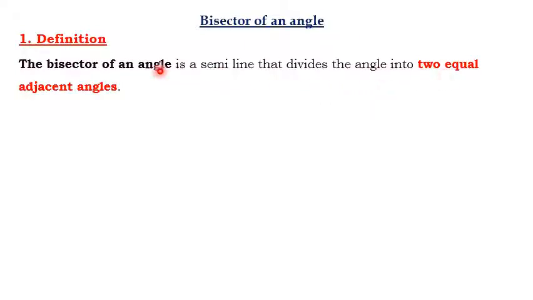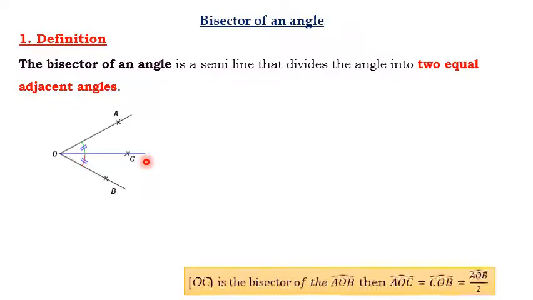Here, for example, we have angle AOB. We say that OC is the bisector of AOB, given that AOC equals COB. This semi-line OC cuts the angle AOB into two equal adjacent angles, and that's why we say that OC is the bisector of AOB.